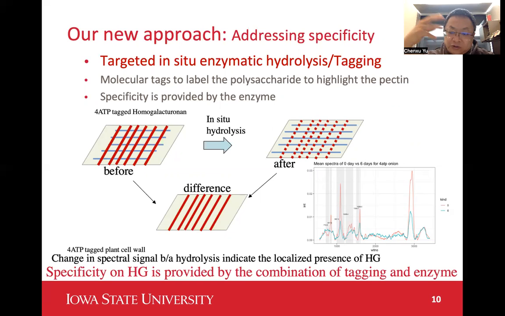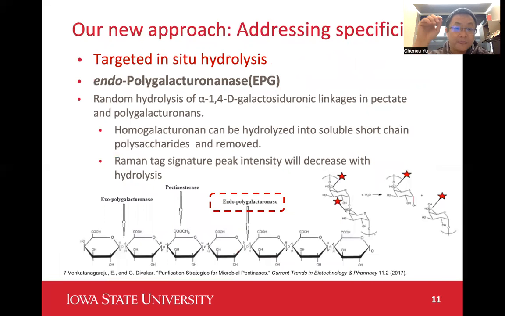If we don't use the enzyme hydrolysis and just measure the spectrum, pectin species pretty much give you the same type of spectrum. So it's not possible to distinguish between, for example, the HGs, the RG1s, and the RG2s, right? So by doing the hydrolysis by specific enzymes, we will get the specificity that we need to identify individual pectin species.